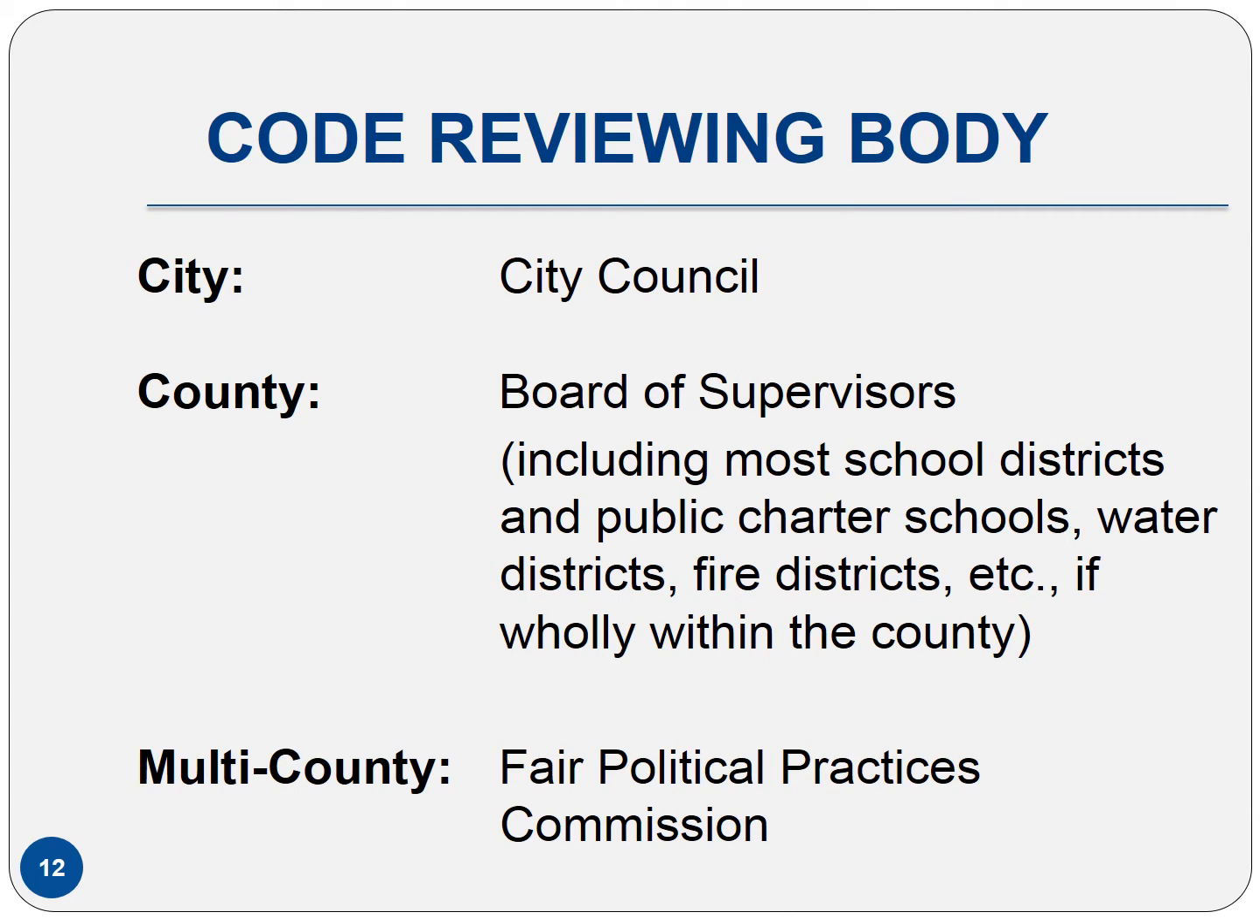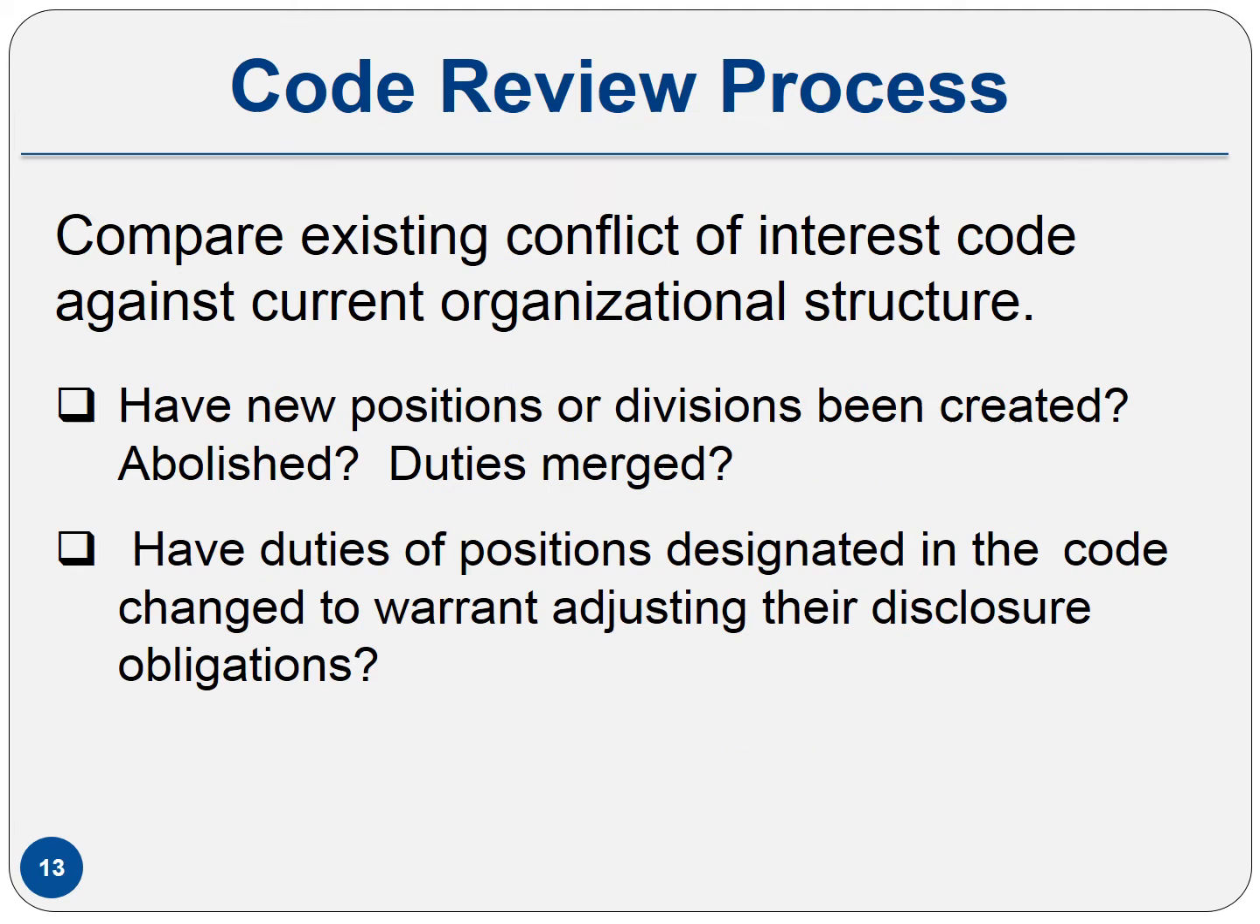These are the code reviewing bodies for each type of agency. City agencies need to file the biennial notice with the City Council by October 3rd. County agencies need to file the biennial notice with the county by October 3rd as well. Multi-county agencies need to return the completed notice to the FPPC by October 3rd.